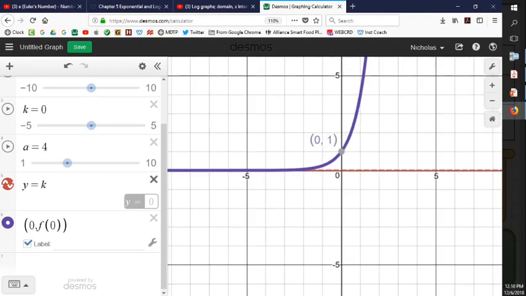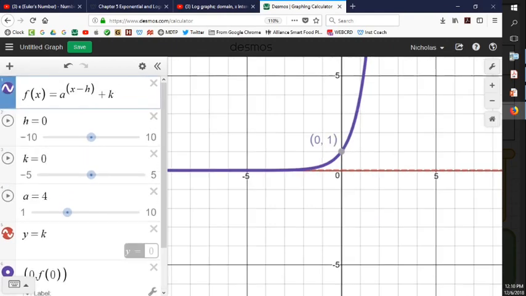0, 1. Now watch what happens when I change the base. The a is changing. Does that point ever change? No, that point's always going to be right there. It doesn't matter what base it is, it's always going to have the point 0, 1. Why is that? Tell your neighbor if you know. Because anything raised to the 0 power is 1, that's why this point always exists. All right, now let's talk about the inverse function of the exponential function.